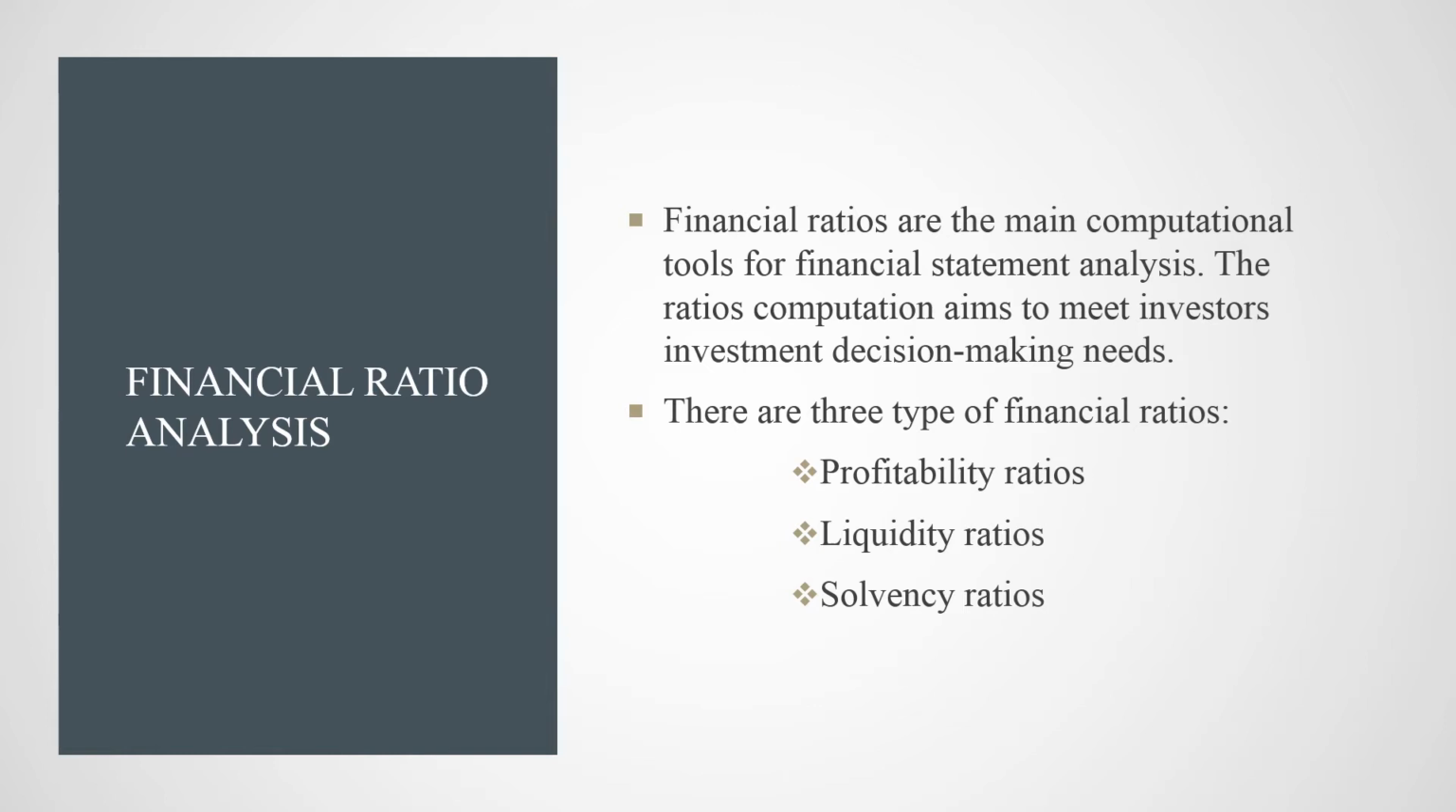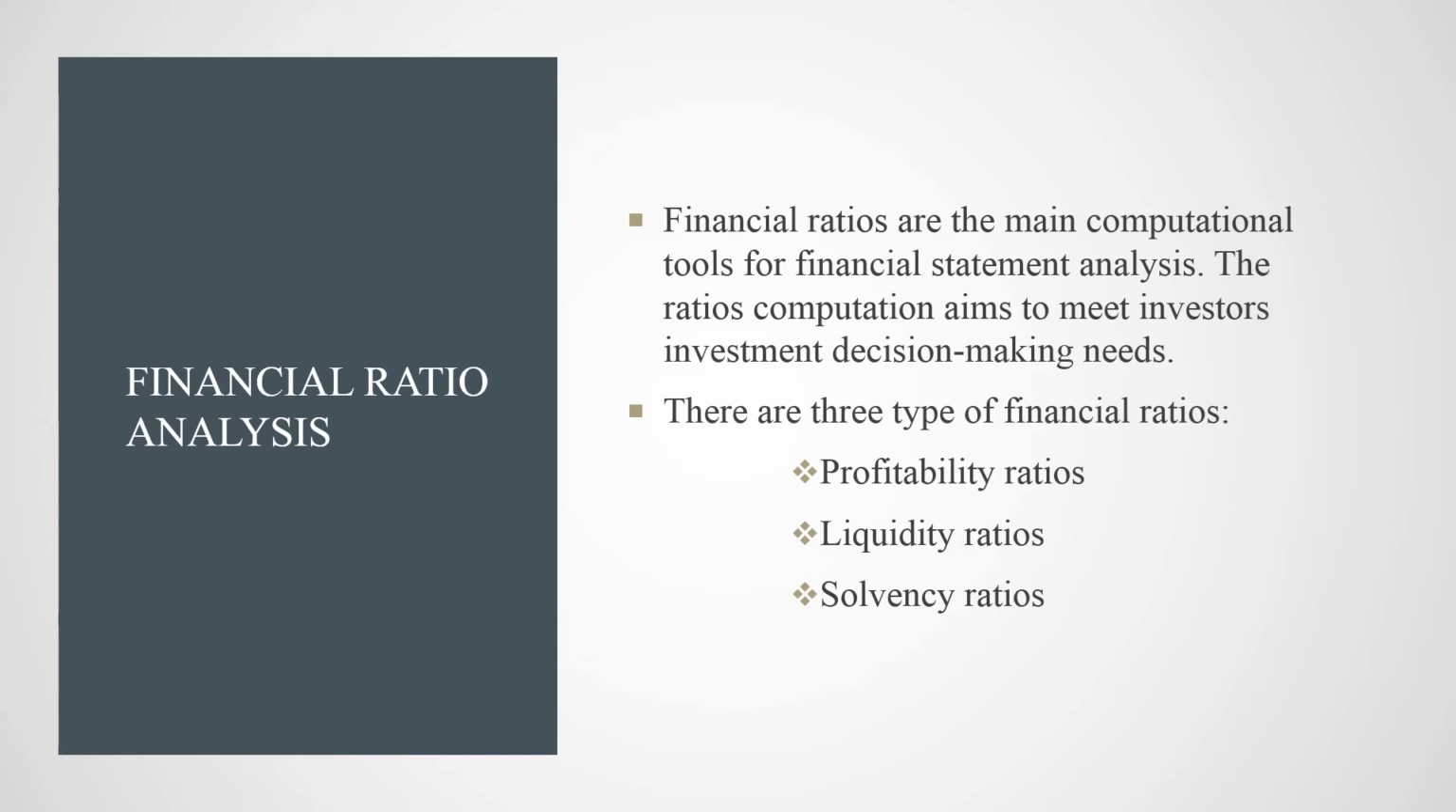Financial ratios are the main component tool of financial statement analysis. They are ratio components aimed to meet investors' investment decision-making needs. On the part of company management, the financial ratios are used to monitor, measure, and reward worker performance. There are three types of financial ratio: profitability ratio, liquidity ratio, and solvency ratio.